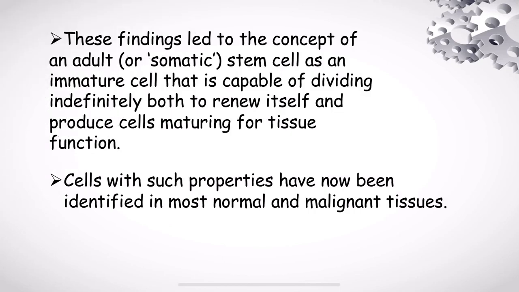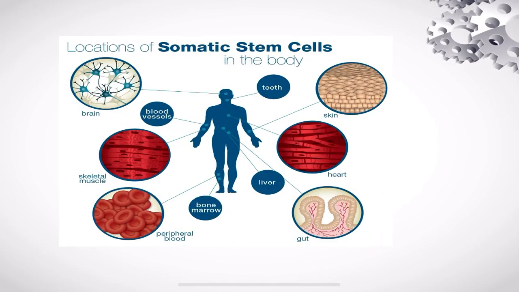These findings led to the concept of an adult or somatic stem cell as an immature cell that is capable of dividing indefinitely, both to renew itself and to produce cells maturing for tissue function. Cells with such properties have now been identified in most normal and malignant tissues. So these are a few various locations of somatic stem cells in the body. It includes teeth, blood vessel, brain, skeletal muscle, peripheral blood, bone marrow, liver, gut, heart, skin, etc.